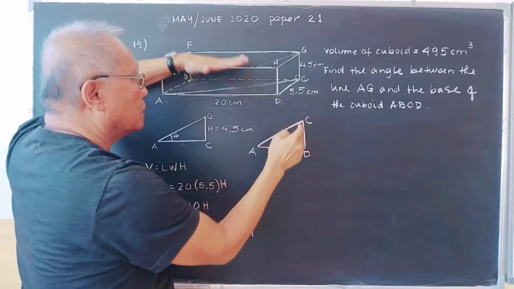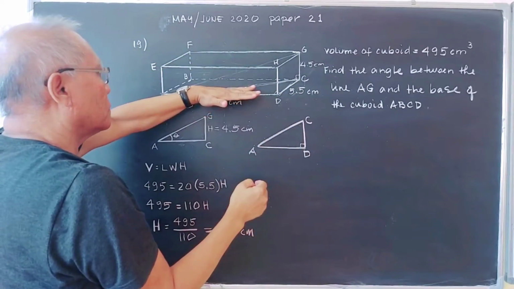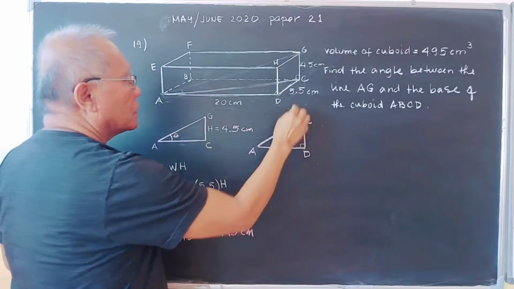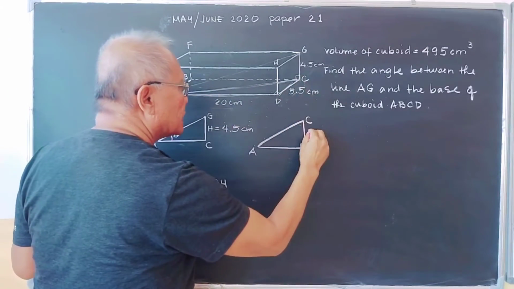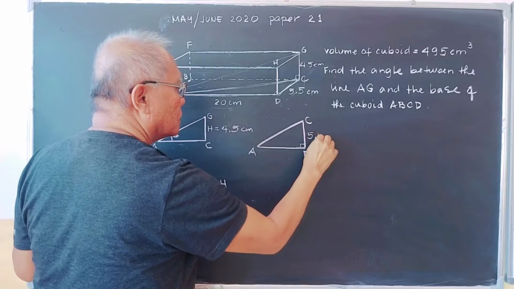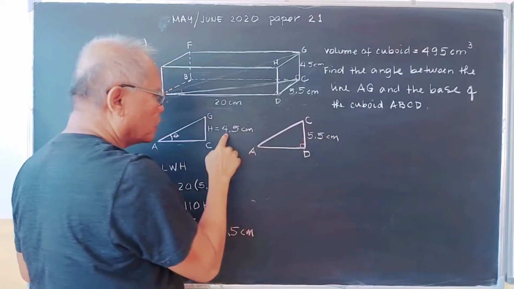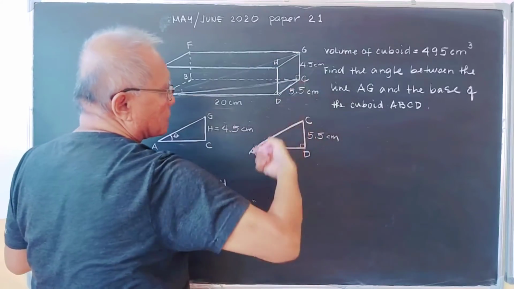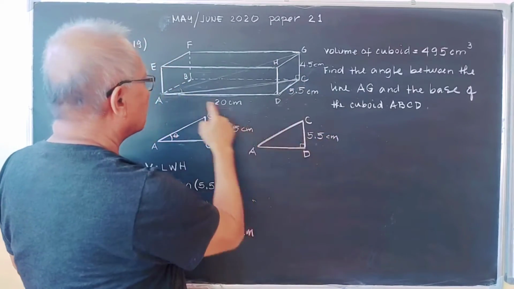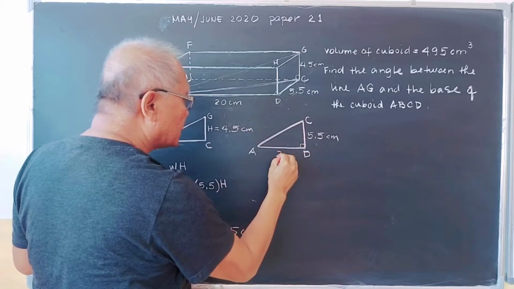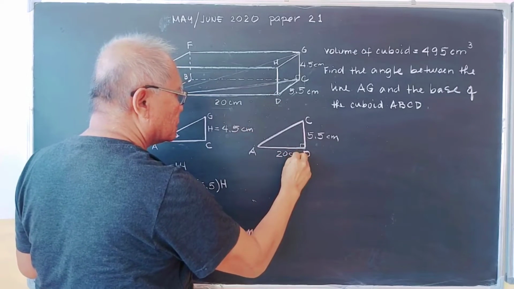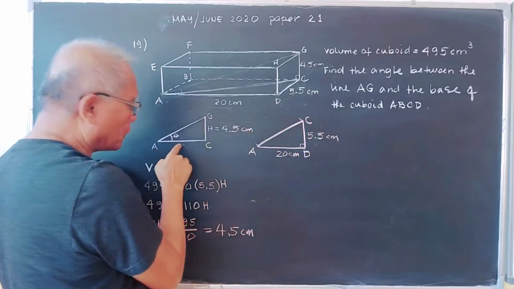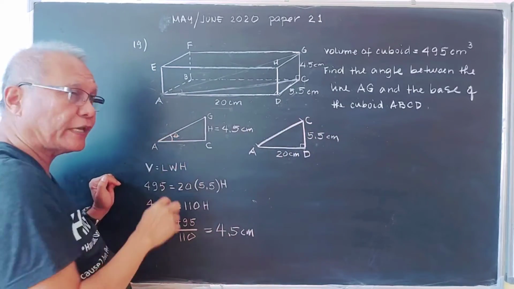C is there on the base, on the floor of our cuboid. Now, this DC is 5.5. Don't be confused with the 4.5. It's different. This one is the height. This one is the width. And this one is 20 centimeters. So can we find the AC? Because we need the AC here, so we can solve for the angle.